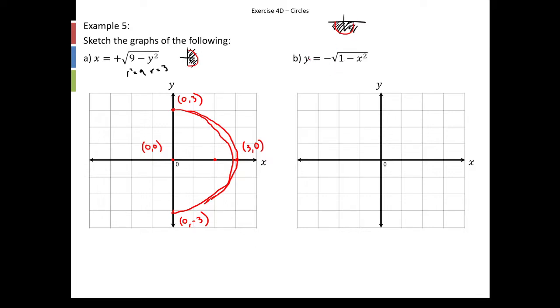Talked about it before. I read Y, negative sign. That means I'm dealing with negative. My R squared is equal to 1, so R is equal to 1. My center is at 0, 0. So label that. Go across 1, down 1, and right 1, not up 1 because semicircle. 1, 0. 0, negative 1, negative 1, 0. Done. Okay. Oh, I forgot.